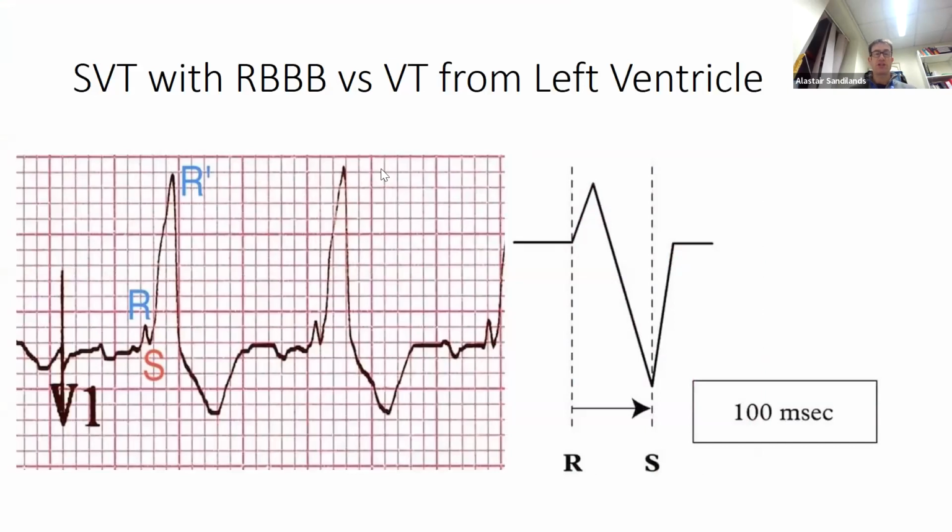So we've gone through this before, just making sure. Small bunny rabbits here, big bunny rabbits here. This is right bundle branch block, and it could be SVT with right bundle branch block. VT is going to have a very wide R wave, and the beginning of the R to the deep S wave, or the start of the S, is going to be greater than 100 milliseconds.